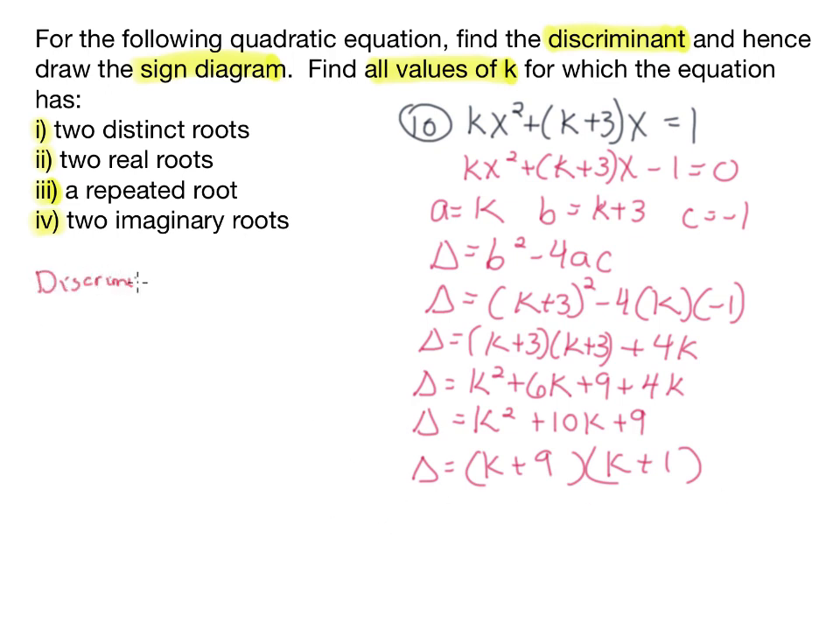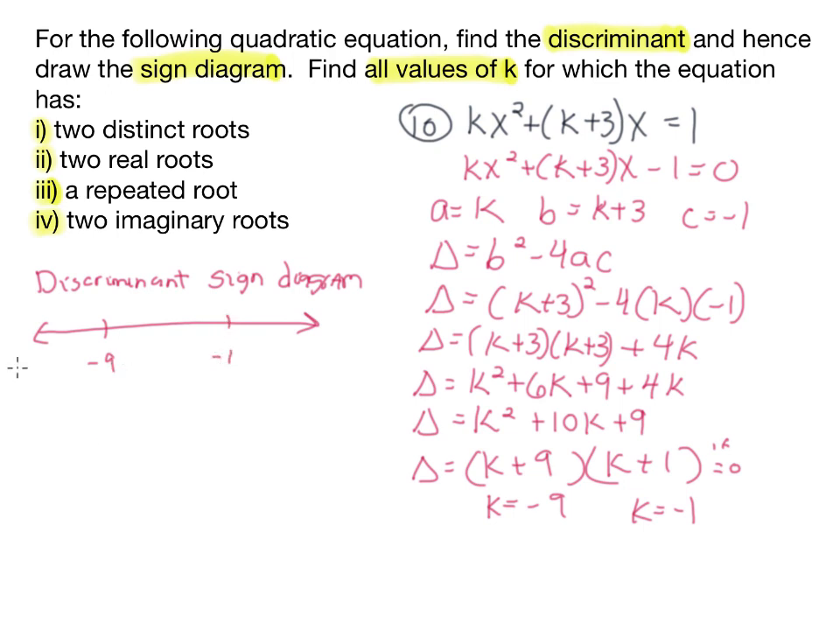And to find our discriminant sign diagram, remember we draw a number line and we need to put when our discriminant equals 0. So I'm going to set my discriminant equal to 0, solve each of these factors using our null factor law. And I end up, our discriminant is 0 at negative 9 and negative 1. So I'm going to do some test points on each side of this. So something less than negative 9, I'm going to choose negative 10. And I don't really care what the number is, but I notice I get a positive value. Negative times negative, positive. Something in between, I'll try negative 5. First term is positive, second term is negative, so that gives me a negative overall.